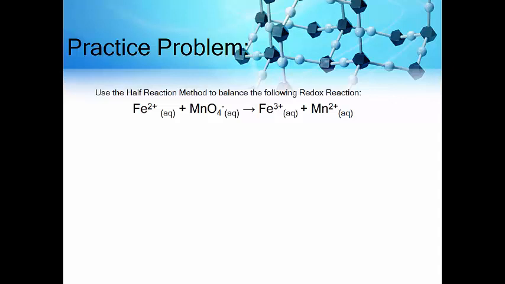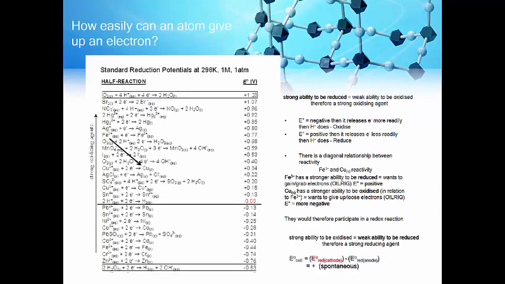Practice problem we'll go through in the lecture, and I'll put up some resources for you to follow through on a similar type of problem. This one is using our standard reduction potentials table, and this is done at standard room temperature, which is 298 Kelvin. They're 1 molar solutions, and they're done at 1 atmosphere.